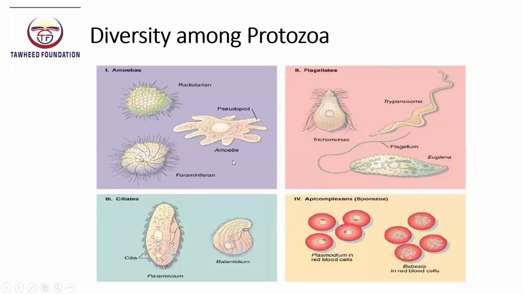Diversity among protozoa. This slide visually represents the variety of protozoan parasites, emphasizing differences in morphology, structure, and life cycle stages. I'll give you a detailed explanation of each of the four images typically found in this slide showing protozoan diversity. First is amoeboid protozoa.